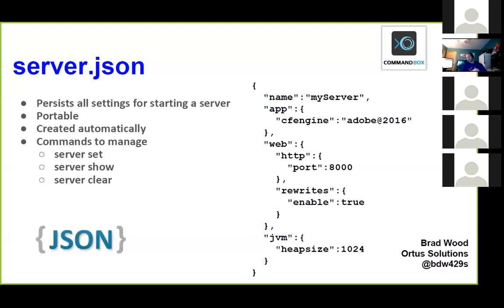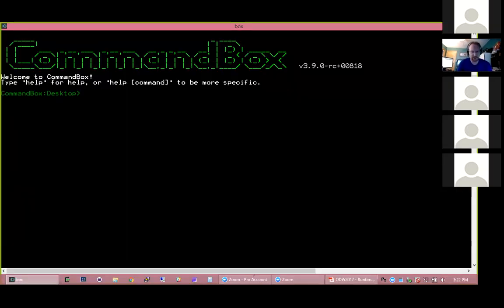A quick note on these CF engines in general, Lucee, Adobe, you name it. If you do cfengine equals just Lucee or just Adobe with no version, we'll just start the latest and greatest version of that engine, right? So, cfengine equals Lucee would be Lucee 5 to whatever the heck it is now, right? In fact, if you're ever curious, what are the available engines?